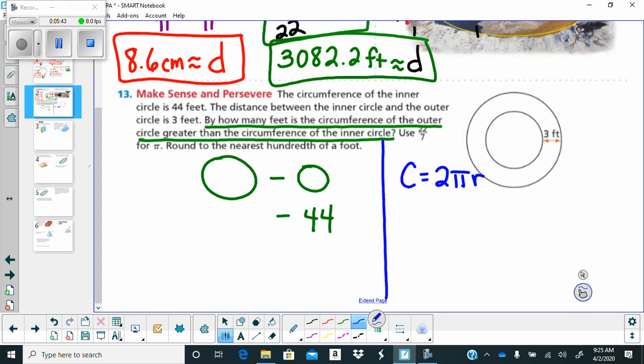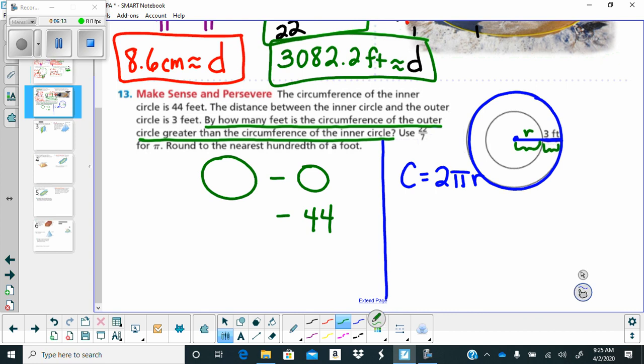Well, do I know the radius of the outer circle? All I know is from here to here is 3. The outer circle, this whole big circle right here, the radius is going to be this whole thing. We only know that from here to here is 3. We need to know what from here to here is, which means we need to find the radius of the inner circle. So let's find the radius of the inner circle.